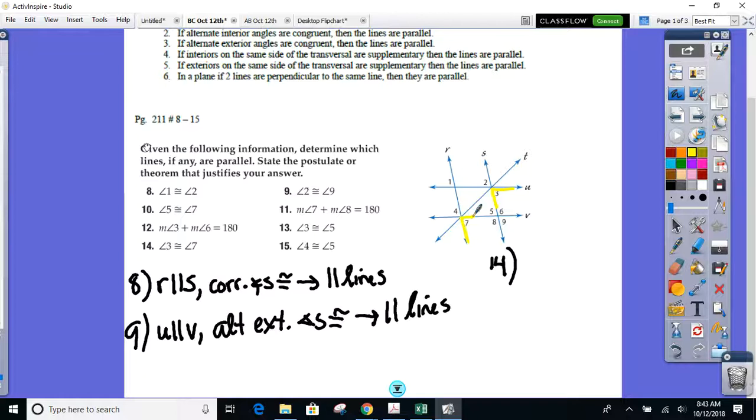T doesn't form the angle. Look at the ones I highlighted. I highlighted R and I highlighted V. T's not part of that. I highlighted S and I highlighted U. T's not part of that. T does not form angle 7 or 3. Do they have any ray in common? Guess what? They don't have a relationship, which means no lines are parallel here. Okay, if I know 3 is congruent to 7, no lines are parallel.